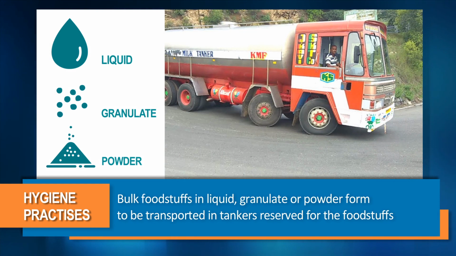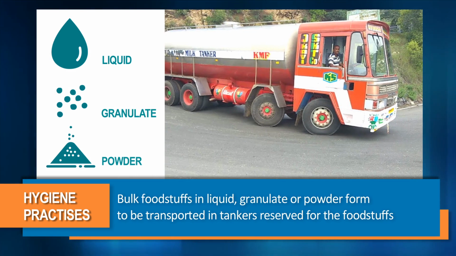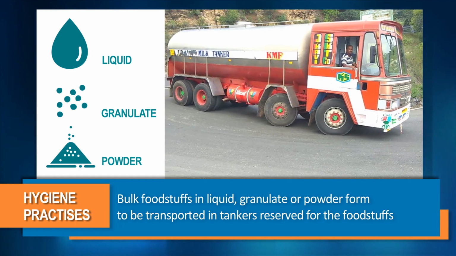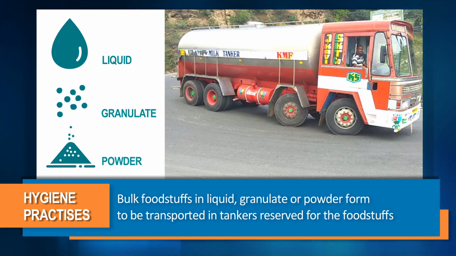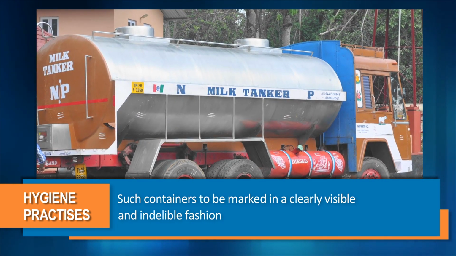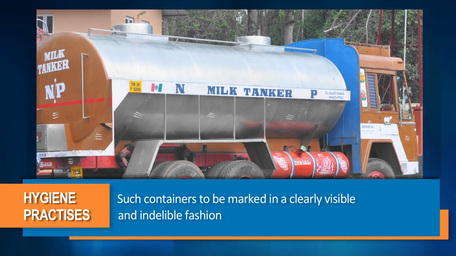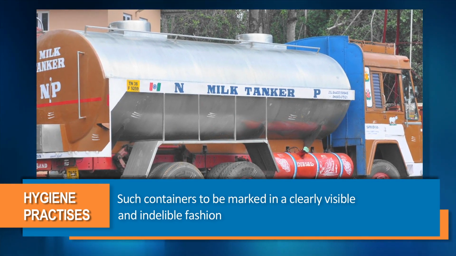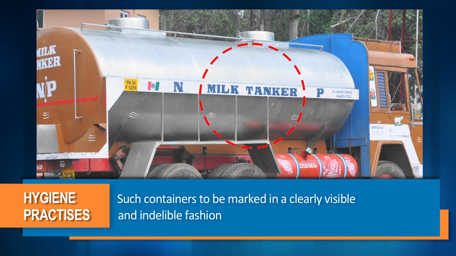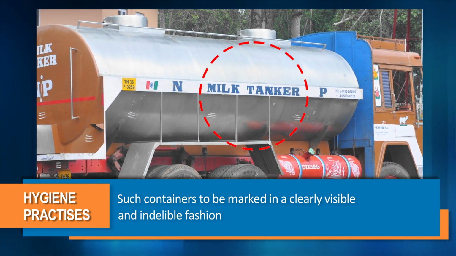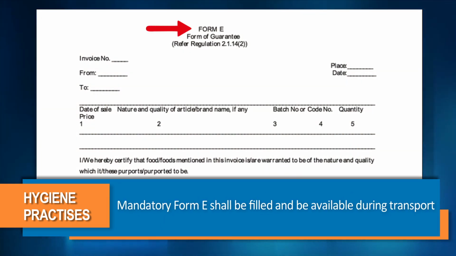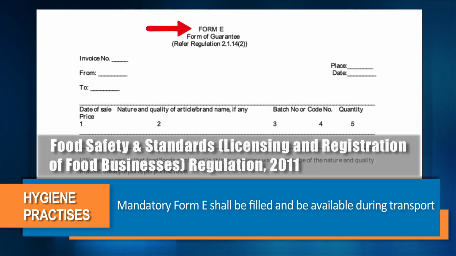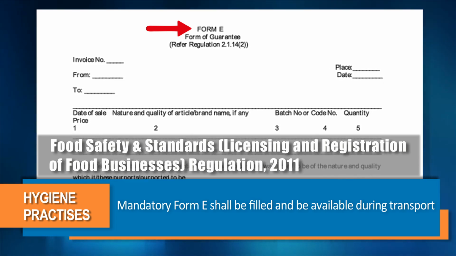Bulk foodstuffs in liquid, granulate, or powder form shall be transported in tankers reserved for the foodstuffs. Such containers are to be marked in a clearly visible and indelible fashion to show that they are used for the transport of foodstuff. Mandatory Form E, as per Food Safety and Standards, Licensing and Registration of Food Businesses Regulation 2011, shall be filled and be available during transport.